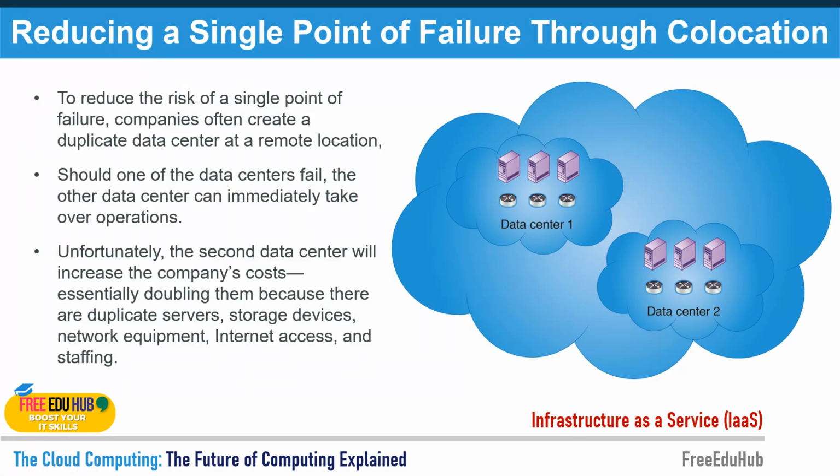Now, reducing a single point of failure through co-location. Single point of failure means that if everything is dependent on a single node, and if that node is disconnected, you'll have no connectivity at all. To reduce the risk of single point of failure, companies often create a duplicate data center at a remote location. So they can have a duplicate data center at a remote location, but it would cost them a lot. Should one of the data centers fail, the other data center can immediately take over the operation. So it is constantly keeping the backup of the primary data center in the secondary data center. It means that both data centers are working and they are constantly creating a replica of each other.